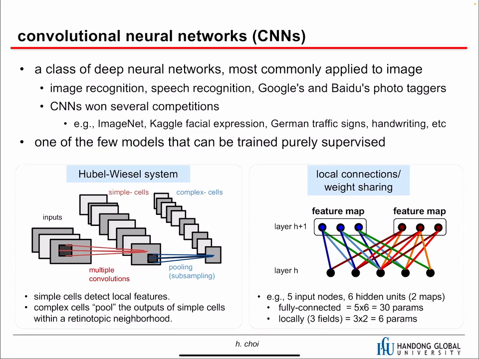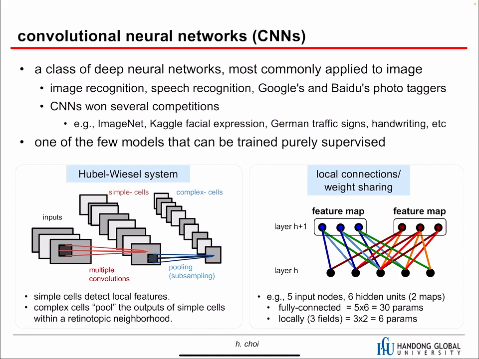First, convolutional neural networks. CNN is actually a class of deep neural networks and it can be applied to image recognition. And recently it can be applied to speech recognition and neural machine translation, etc. CNN was applied to image classification first, and then it had a huge success and it won a lot of competitions: ImageNet, Kaggle facial expression recognition, German traffic sign recognition, handwriting recognition. It was one of the best algorithms. And even in the beginning of the deep learning era, CNN was one of the few models that can be trained purely supervised. CNN didn't use any pre-training.